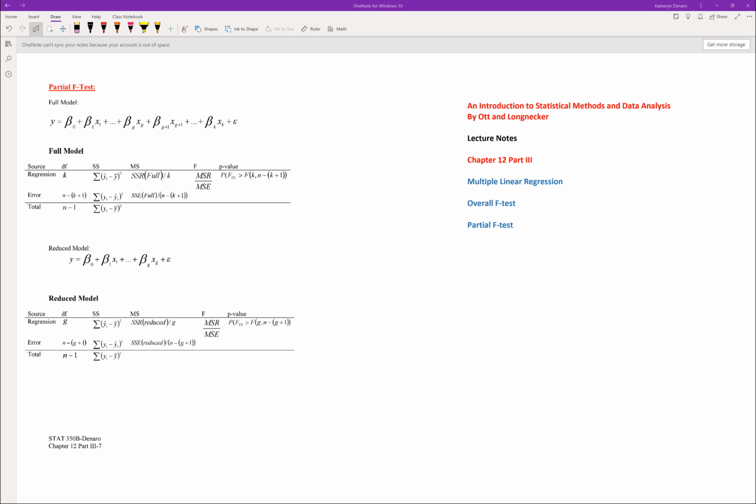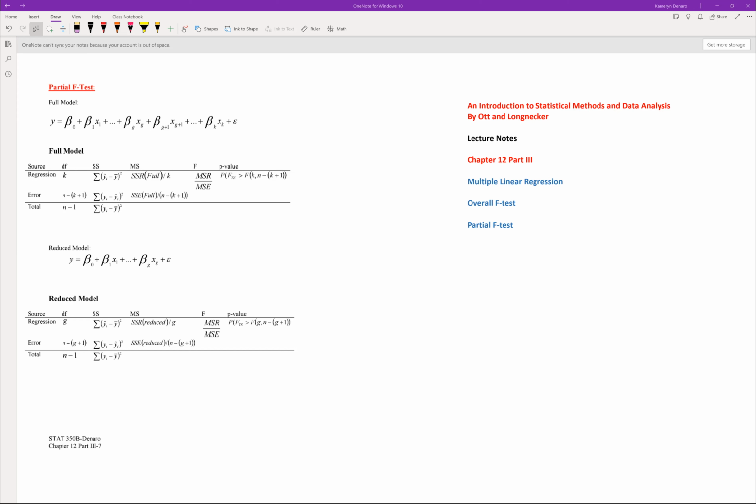The full model is where you have the K predictors in your model. Beta 0 plus beta 1x1 plus beta gxg plus beta g plus 1 xg plus 1, all the way up to beta k xk plus epsilon. The reduced model only has the first G variables. So the reduced model is a subset of that full model where we have Y equals beta 0 plus beta 1x1 plus all the way down to beta gxg plus epsilon. What we could do in this case is calculate an ANOVA table for the full model and also an ANOVA table for the reduced model.